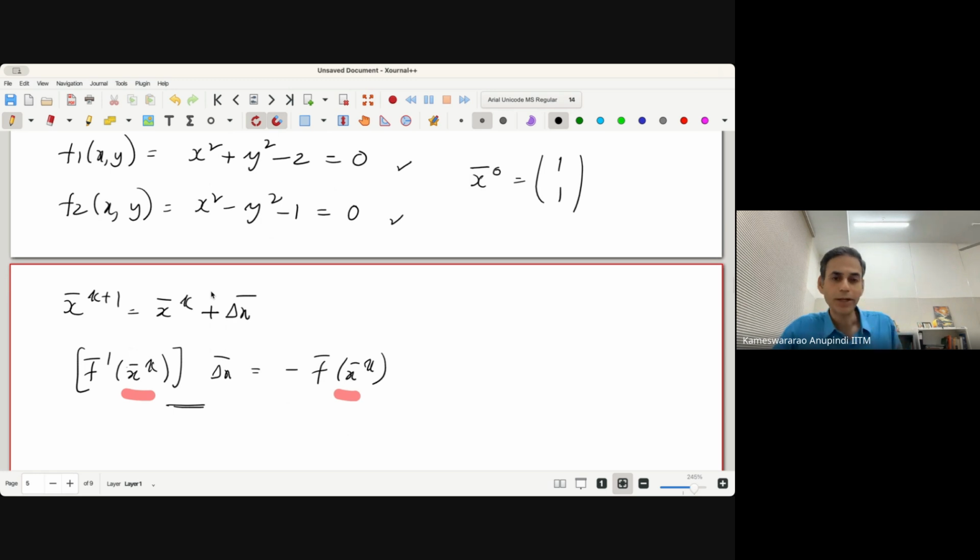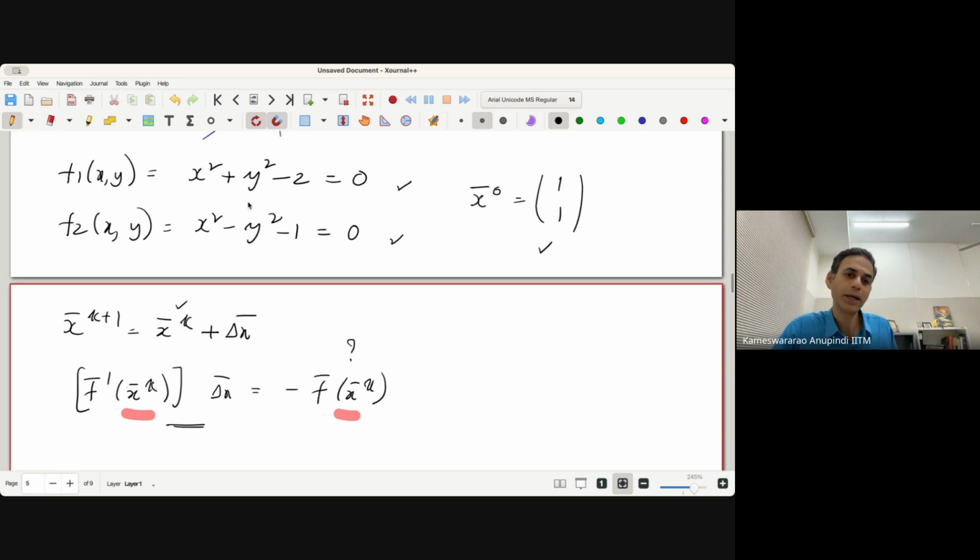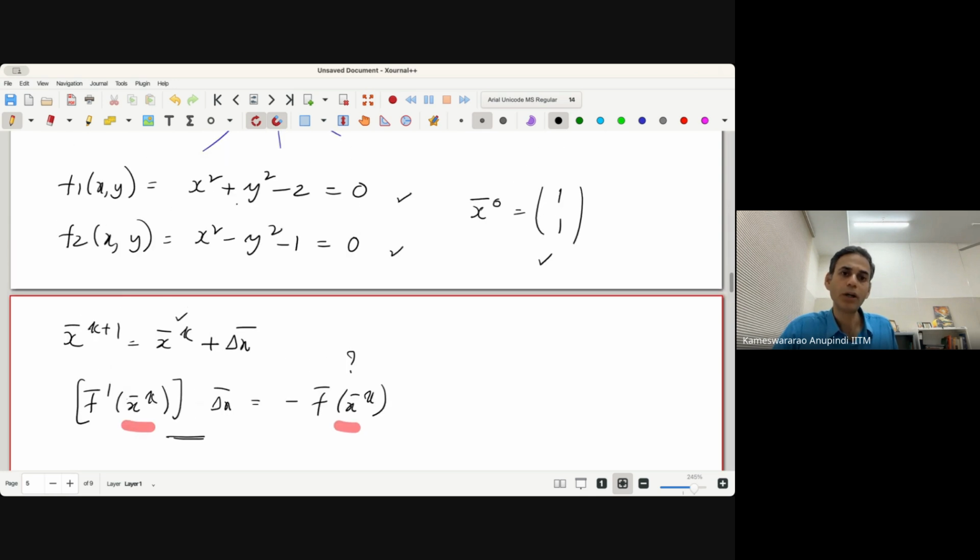Okay, fine. So I already know what x bar k is. X bar k is 1 comma 1. Now I need to calculate f bar of x bar k. I'm going to substitute 1 comma 1 in this equation. So f bar of x bar 0 is going to be 1 square plus 1 square minus 2, that's going to be 0. Then I have 1 square minus 1 square minus 1, so this is going to be minus 1. So that is my f bar of x bar 0.